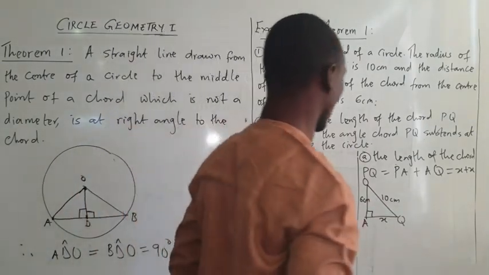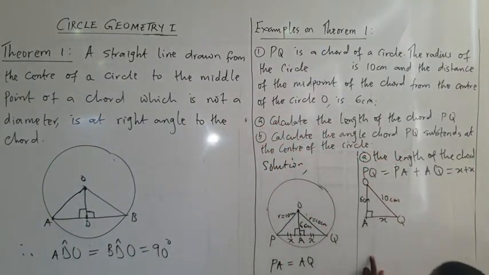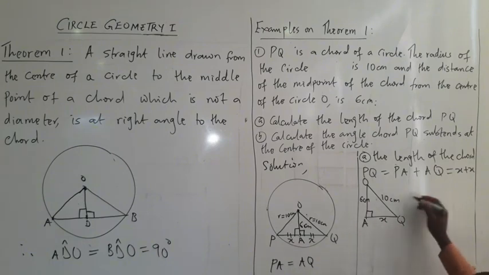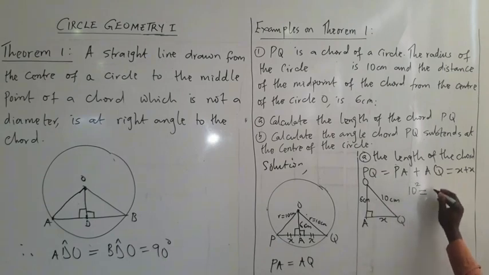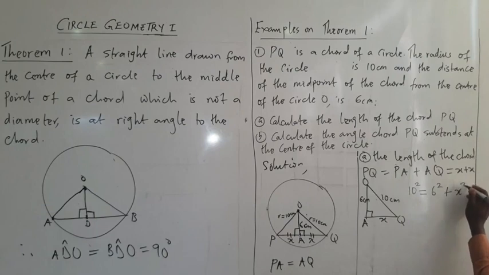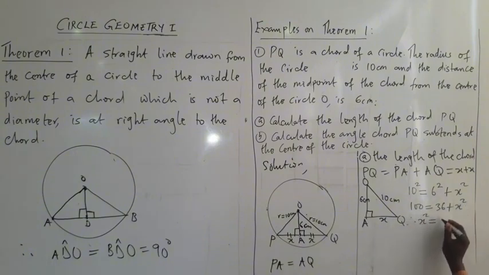So using Pythagoras theorem, because out of the three sides, we have two sides given and one remaining. By Pythagoras theorem, we are going to have hypotenuse squared, that is 10 squared, equals 6 squared plus X squared. So we have 100 equals 36 plus X squared. Therefore, X squared equals 100 minus 36, so X squared equals 64. Therefore, X is equal to the square root of 64, which is 8 centimeters.